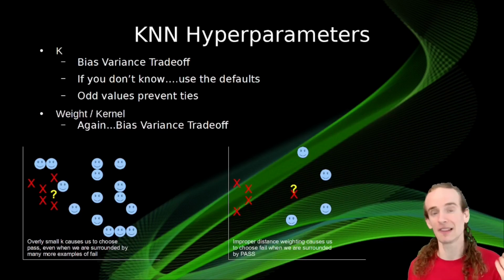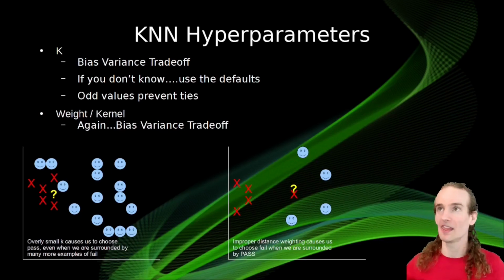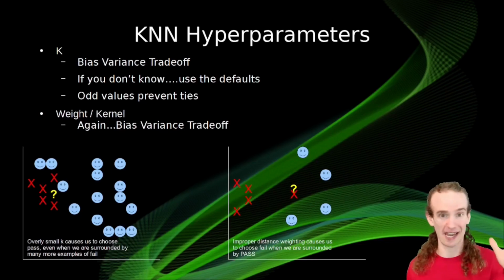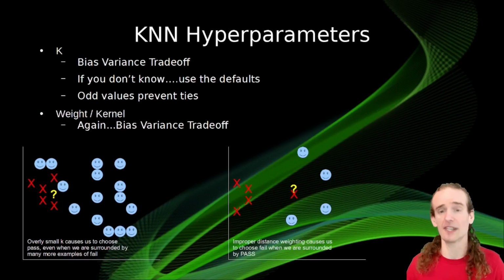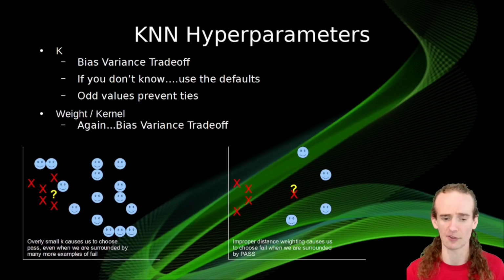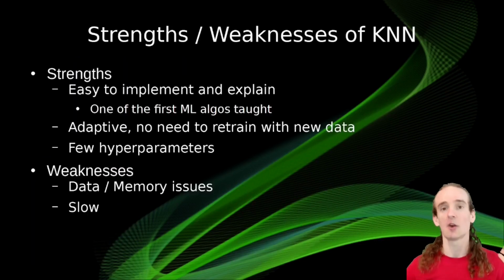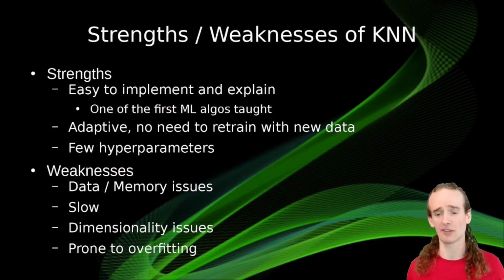If we give it too little of a vote, then we're saying that an example that is virtually identical to the unknown should have as much weight as something that could be considerably different. So again, there's a bias variance trade-off there. Again, my advice would be, if you're watching this as a beginner, just use the defaults that come with your package. We do need to talk about strengths and weaknesses of KNN.